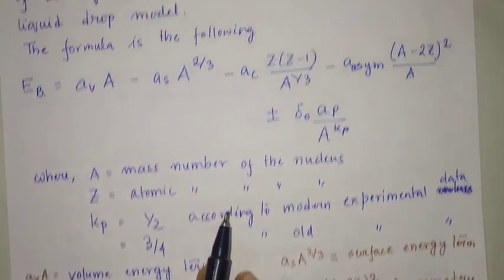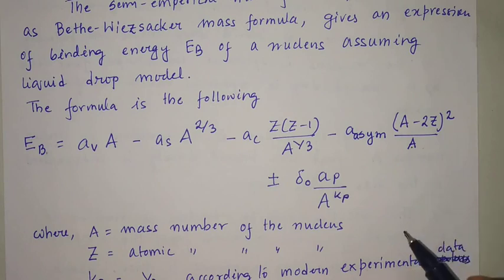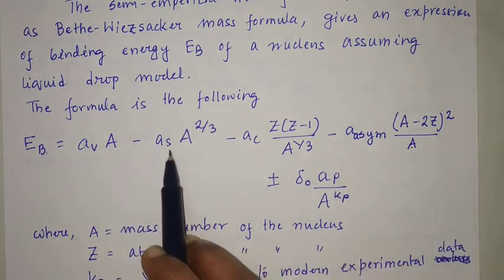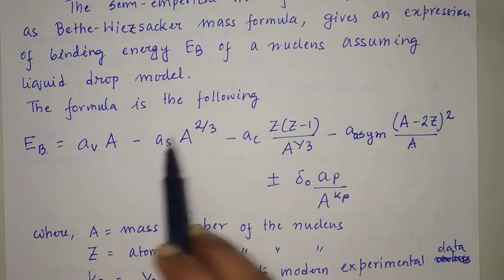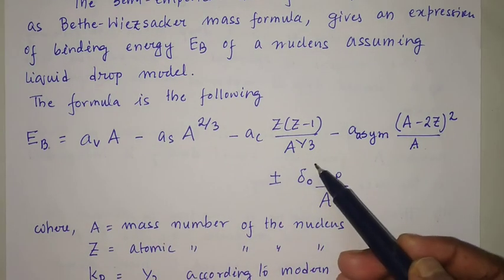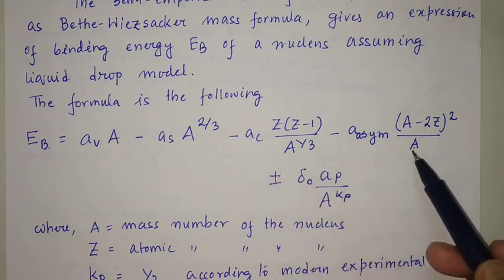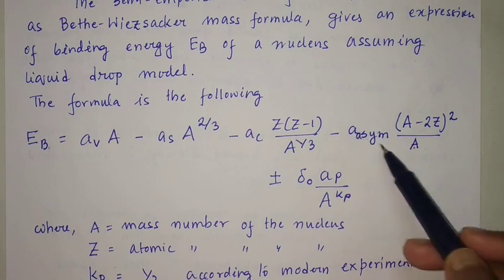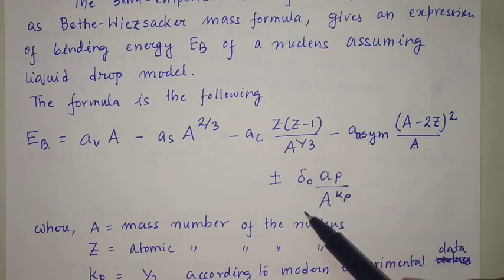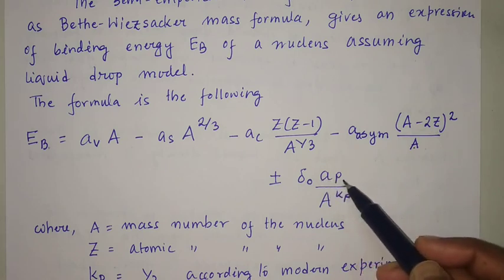Here this a_V term is called the volume energy term. This second term is called the surface energy term, that's why we have a_S. The third term is the Coulomb energy term, so that's why we have this a_C. Then the fourth term is the asymmetry term, so we have a_asym, and the fifth term is called the pairing energy term, so we have this a_P.